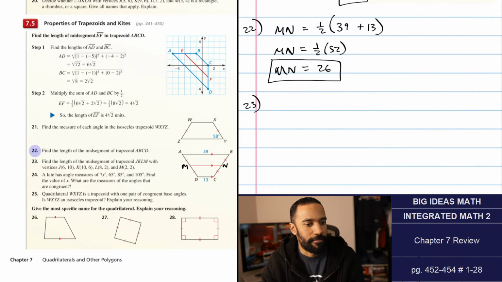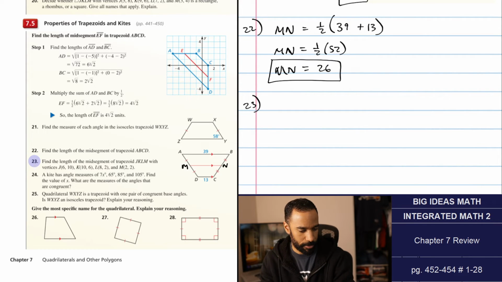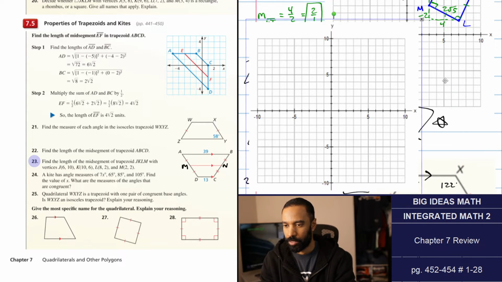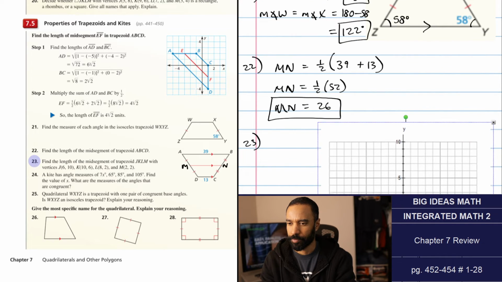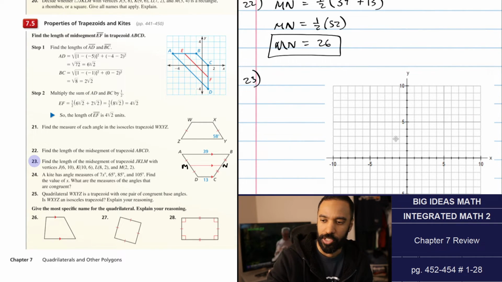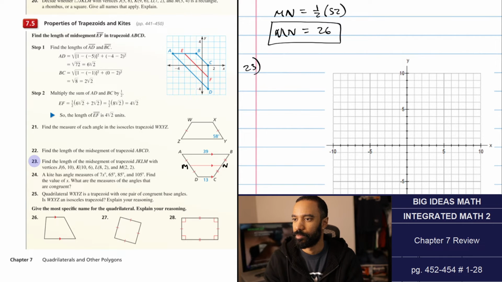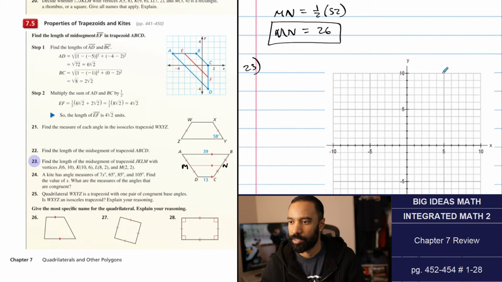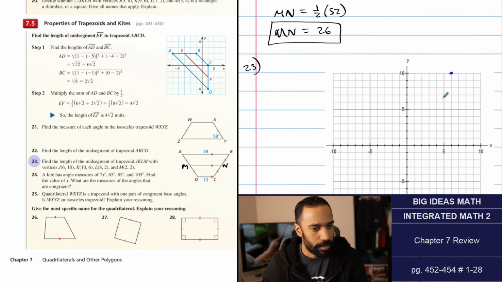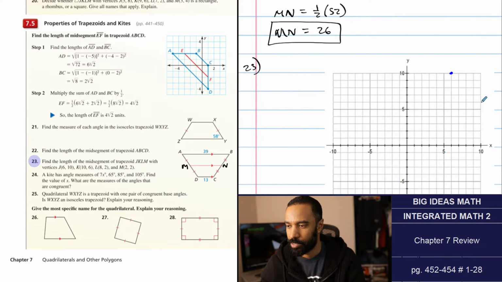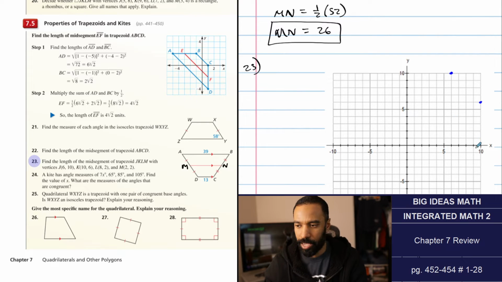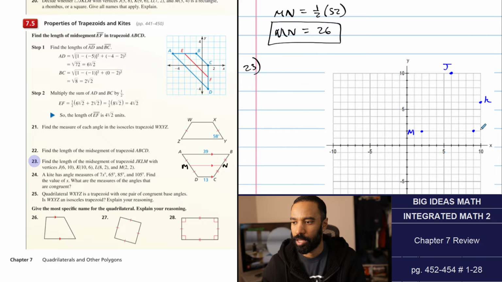Number 23. Find the length of the midsegment of trapezoid JKLM with these vertices. So this will be like the example that you saw. Let's put that into play and start that graphing process. J, K, 10, 6, L, 8, 2, M, 2, 2. M, J, K, L.